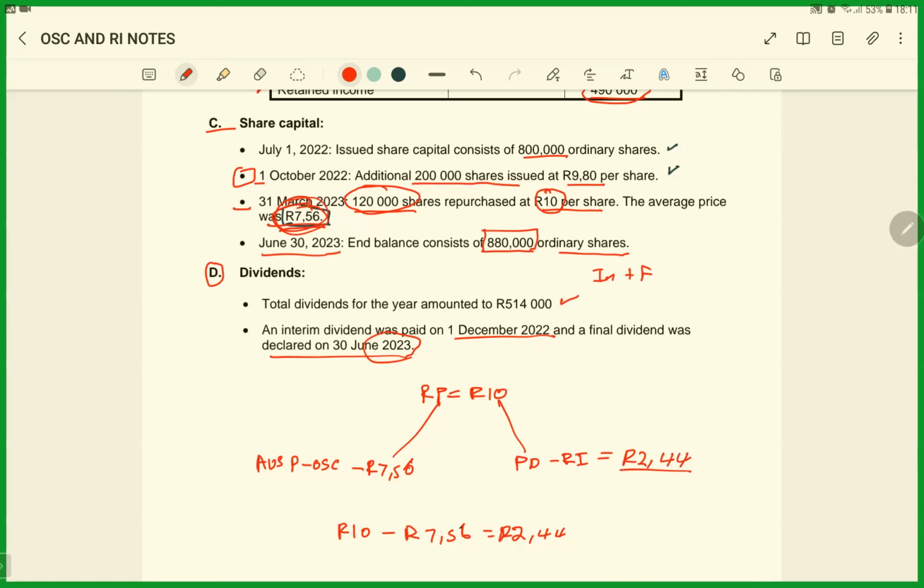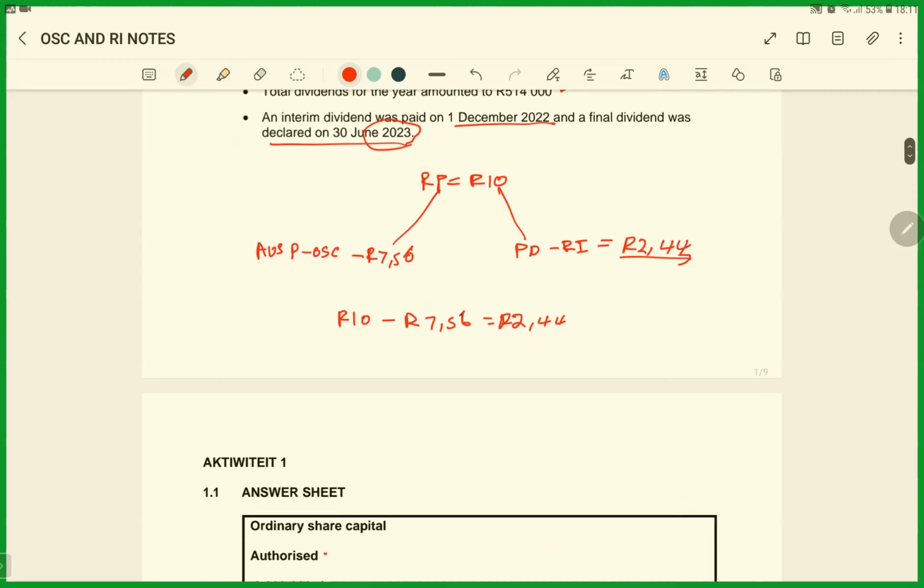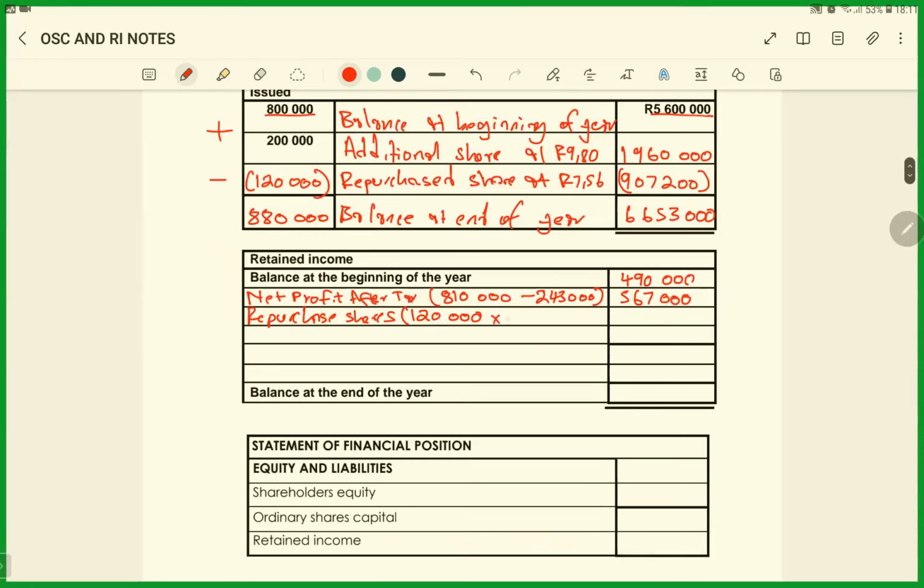It's our price difference. So you will come back to retained income. You'll multiply 120,000 shares by 2 Rand 44. It gives you how much? 292,800. Then put that in brackets. You see? Yes, sir.